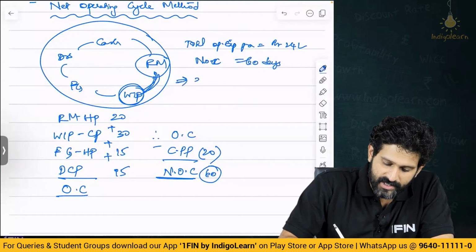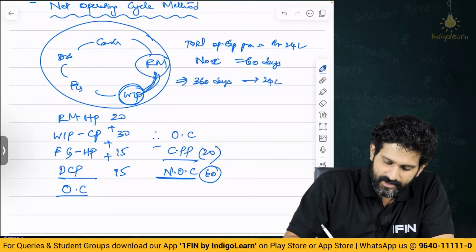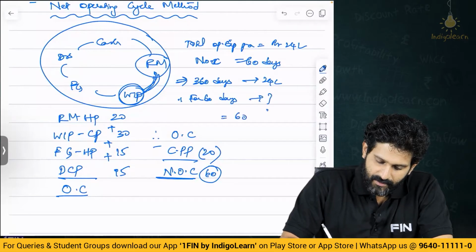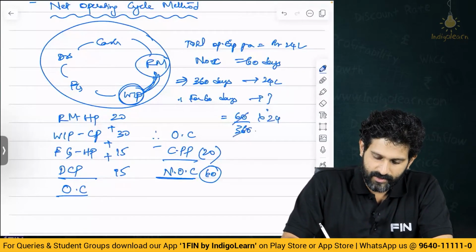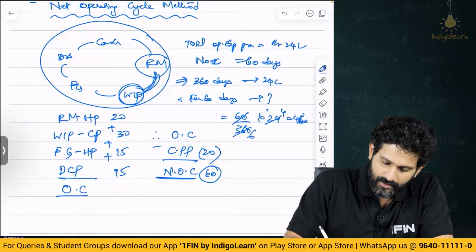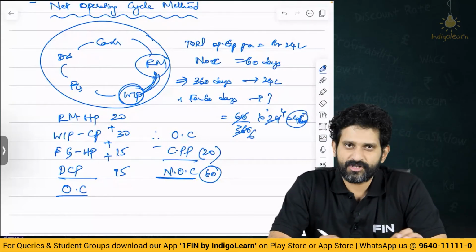Implies say for 360 days, it is 24 lakhs. Therefore, for 60 days, how much? That is equal to 60 by 360 into 24. 6 cancel. That is 4 lakhs. This is my working capital required or computation of estimated working capital.